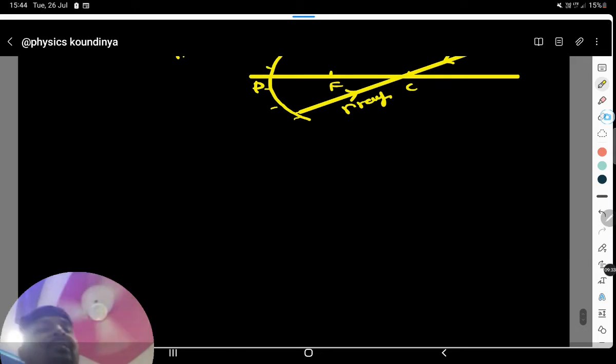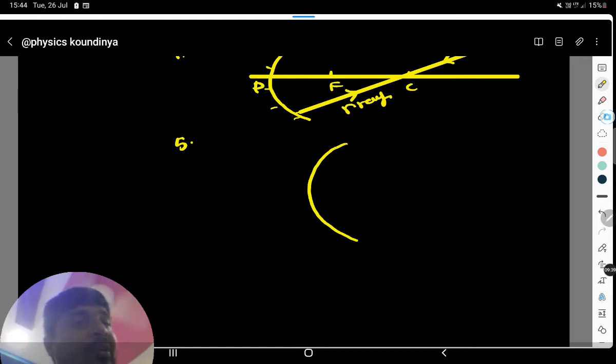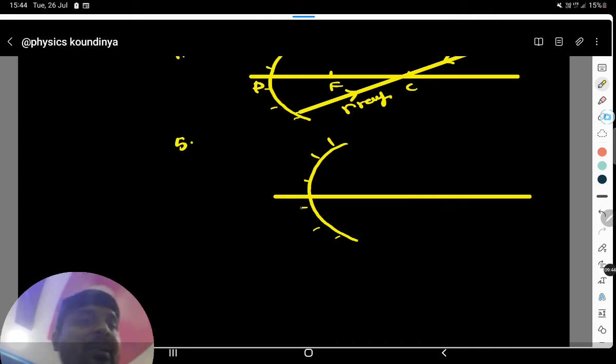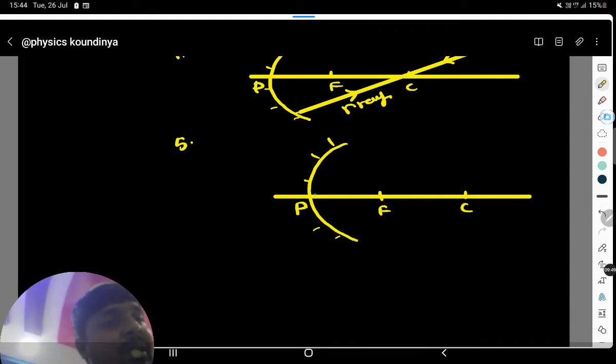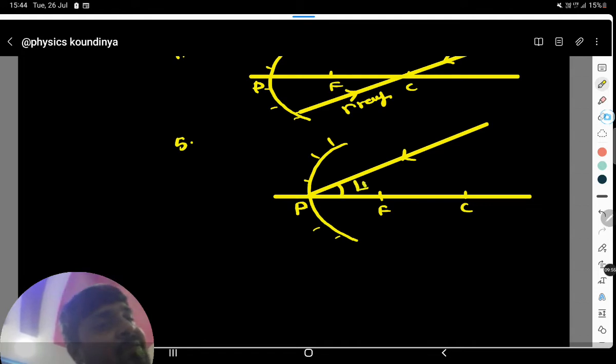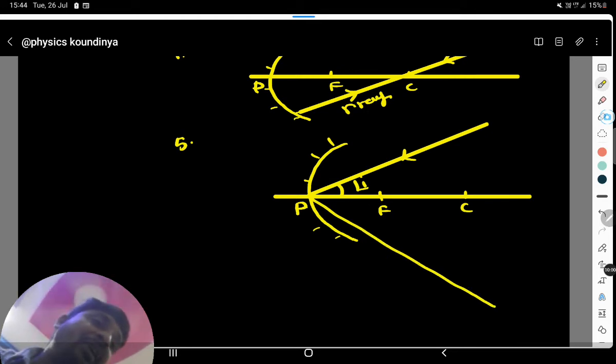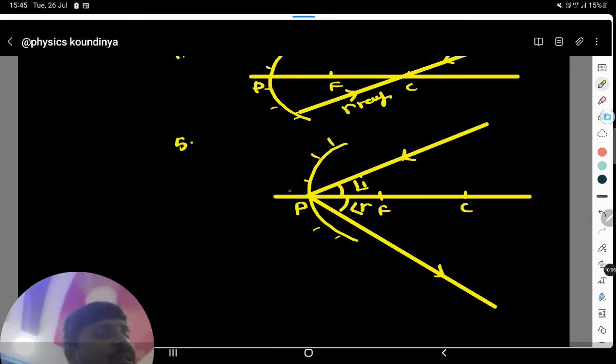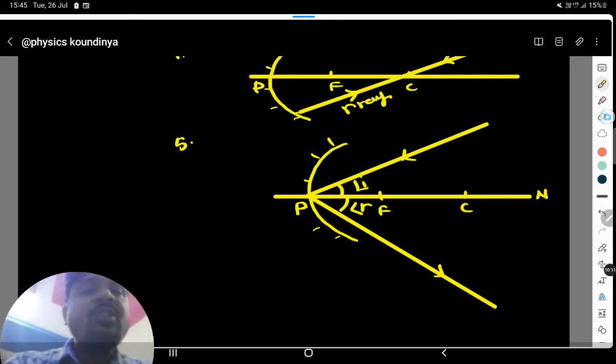Now we are at the last condition, that is our fifth condition. This is our concave mirror. Now this is the principal axis, P, F, and C, and this is the incident ray which is making an angle I with the pole. Then the same angle is going to be made here on the reflected ray. That means angle I is equal to angle R. Now this principal axis itself behaves like the normal. Okay, these are the 5 rules of drawing the ray diagram.